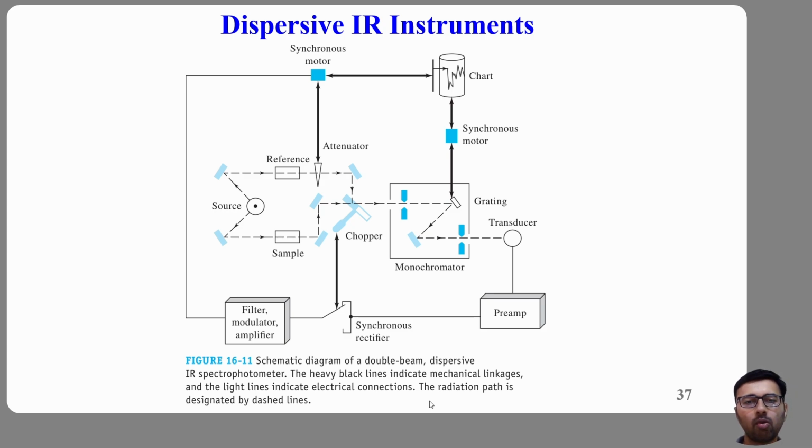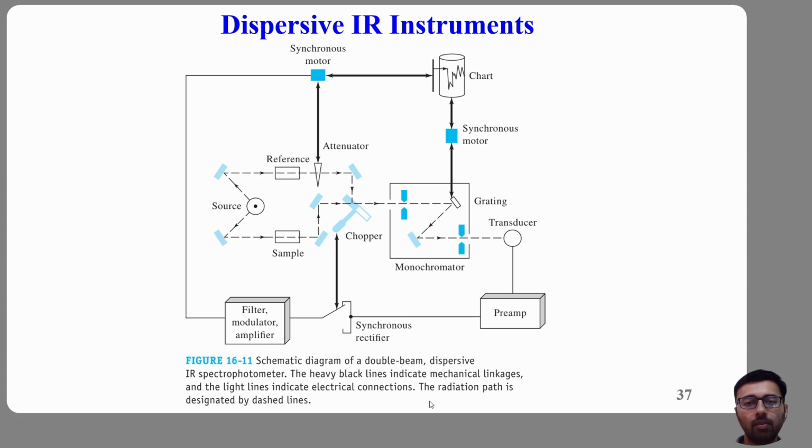Let us now carefully follow the radiation path shown by the dashed lines. The infrared source emits broadband radiation. Immediately, the beam splits into two separate pathways, the sample beam and the reference beam. The reference beam passes through a mechanical device called an attenuator. This attenuator can partially block the beam. We will soon see why this is important.